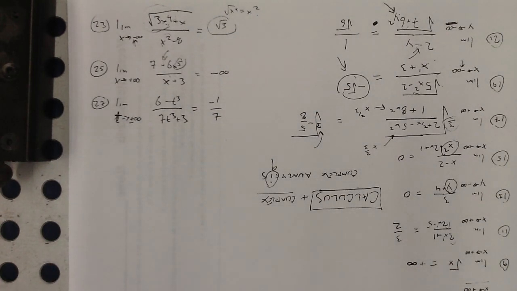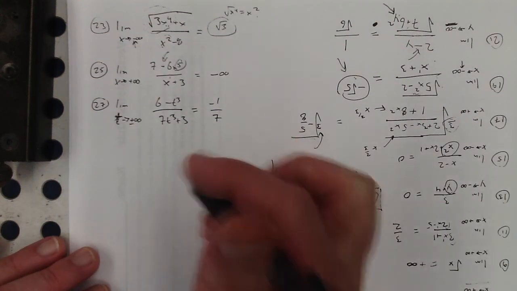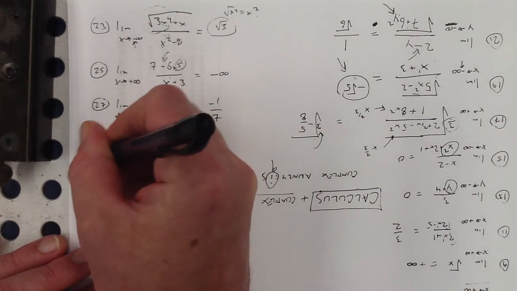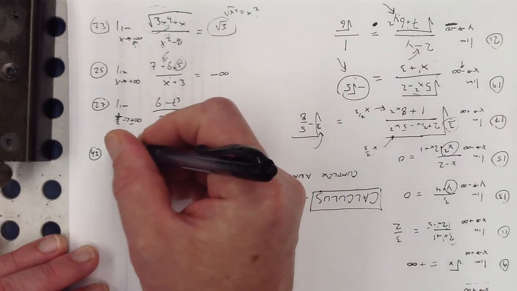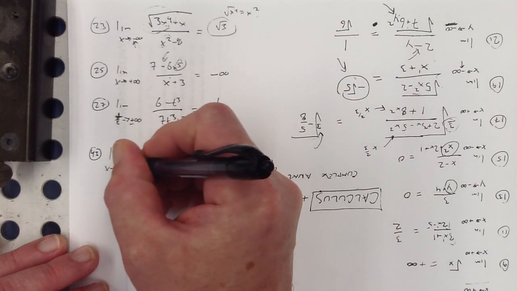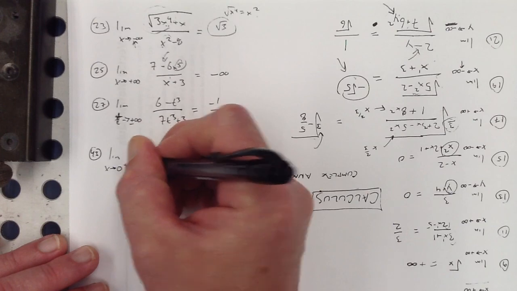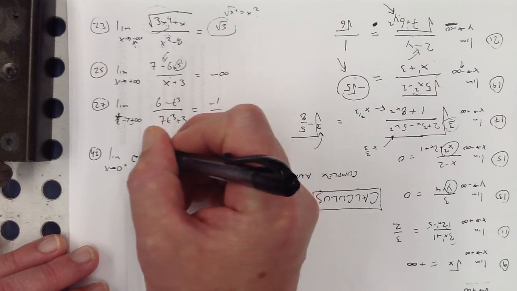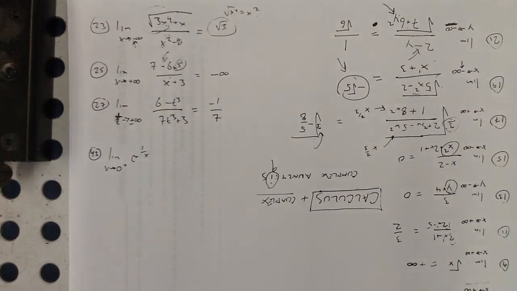All right, so next part, 43 to 57. What do those look like? Ooh, these are a little interesting. So limit as x approaches 0, e to the 1 over x. So I think these, I would consider these to be like composite functions for the most part. And I think the best way is to kind of pick away at them from the inside out.